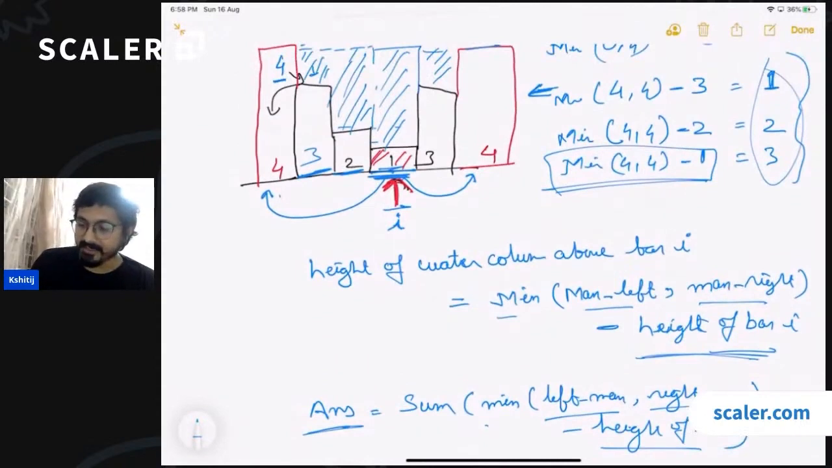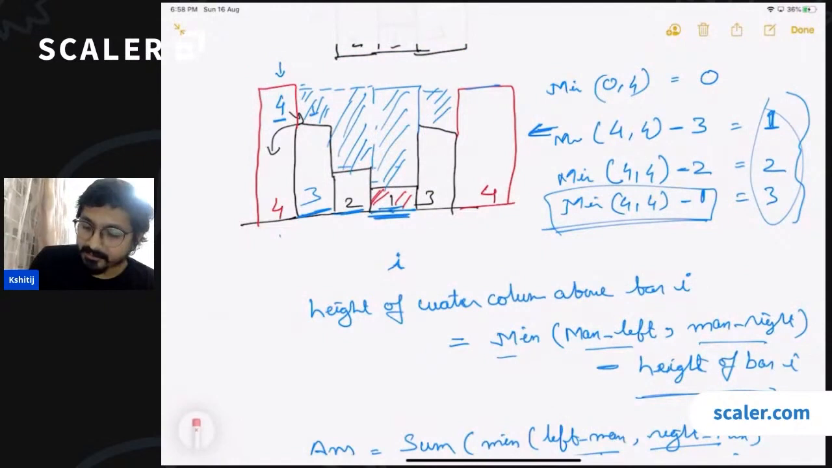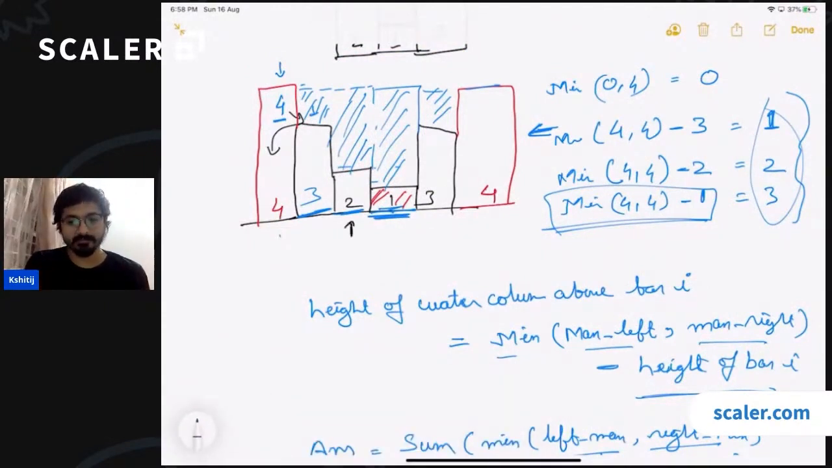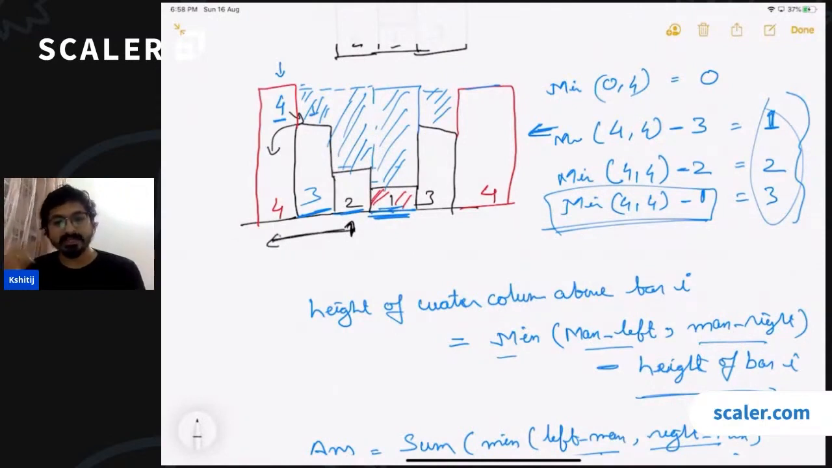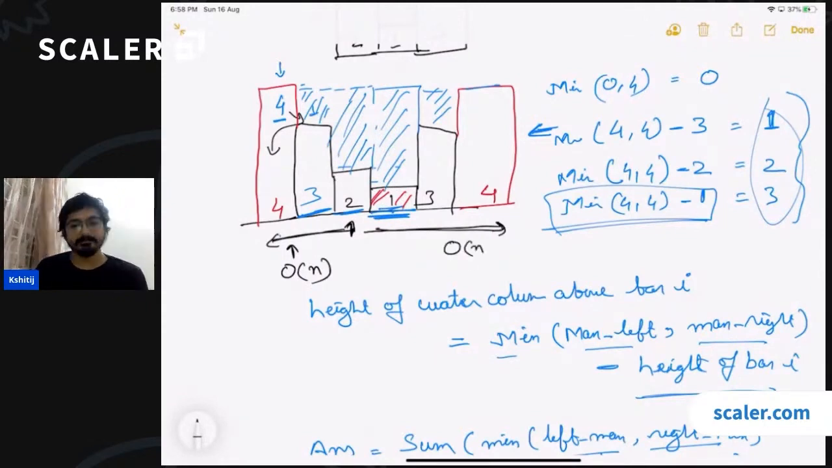Okay, let me just reiterate over this example again. If I'm calculating for this bar, I will have to calculate what is the left maximum. To calculate the left maximum, I will be iterating over all the possible bars on the left side. To calculate the right maximum, I will be iterating over all possible bars on the right side. How much time is this operation going to take? This is going to take order n. How much time is this operation going to take? This is also going to take order n, right?